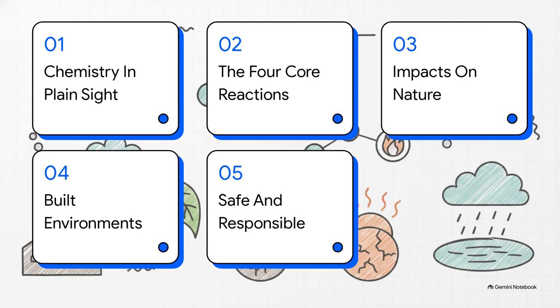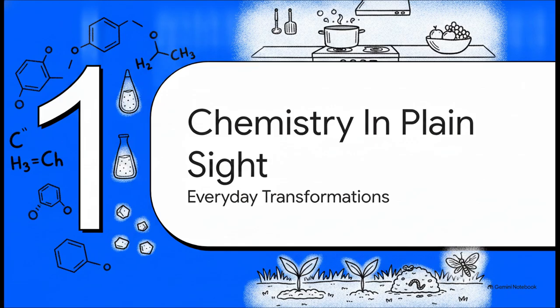So here is our structural roadmap for the explainer today. First, chemistry in plain sight. Second, the 4 core reactions. Third, impacts on natural environments. Fourth, chemistry in built environments. And finally, staying safe and responsible. All right, let's get into section 1, chemistry in plain sight.